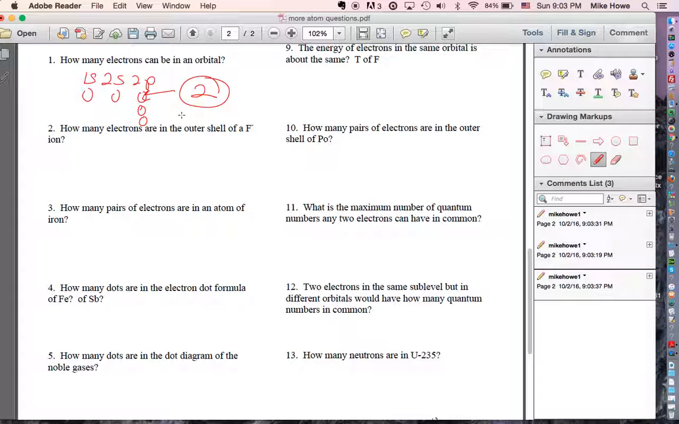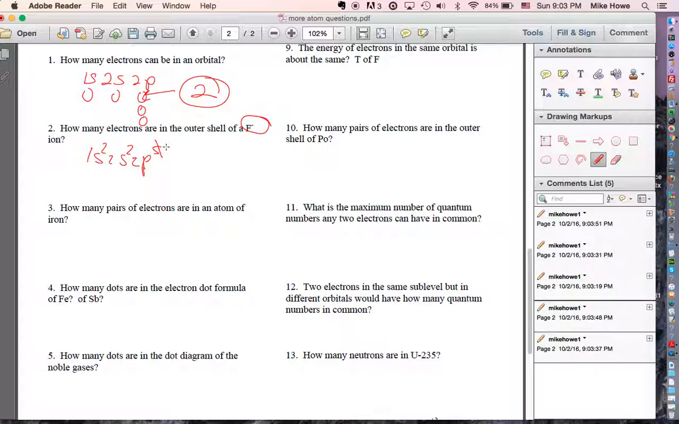How many electrons in an outer shell of an F- ion? F is 1s2, 2s2, 2p5. If it's got a minus charge though, that means it's gained an electron, so instead of 5, it's got 6 electrons. So it'll be 1s2, 2s2, 2p6. The outer shell is the highest energy level, so that'd be 2. Shows up here, shows up here. So 2 plus 6 equals 8. And once again, it's that because it's an ion. Fluorine has gained an electron.